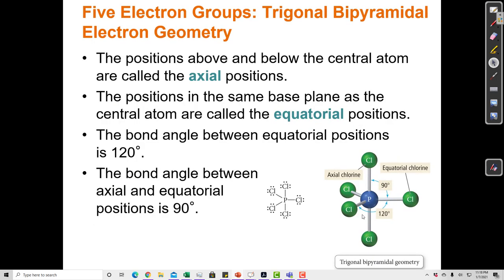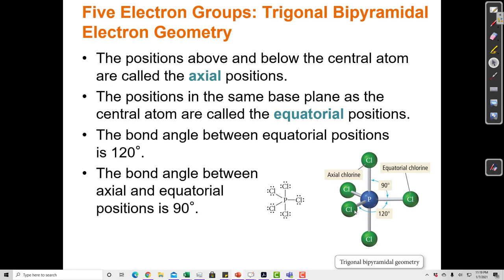When there are five electron groups, and again, I should mention that this molecule is an exception to the octet rule, because five electron groups means that I must have 10 electrons around that central atom. And when there are 10 electrons or five groups, this geometry is called trigonal bipyramidal.